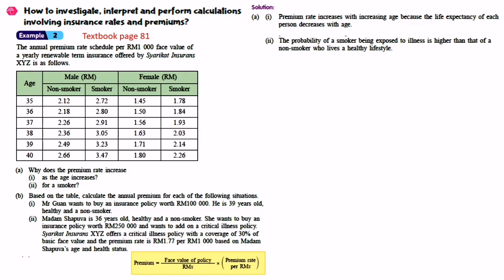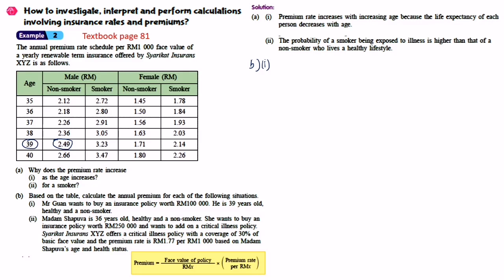B. Based on the table, calculate the annual premium for each of the following situations. The first situation: Mr. Guang wants to buy an insurance policy worth 100,000. He is 39 years old, healthy, and a non-smoker. Mr. Guang is 39 years old, and he is a male and non-smoker, so the rate is 2.49. Now, how to calculate the annual premium?